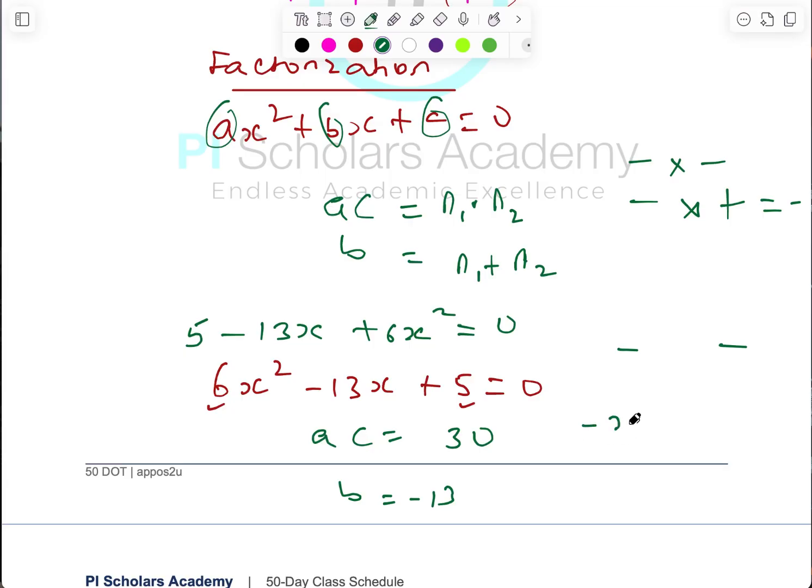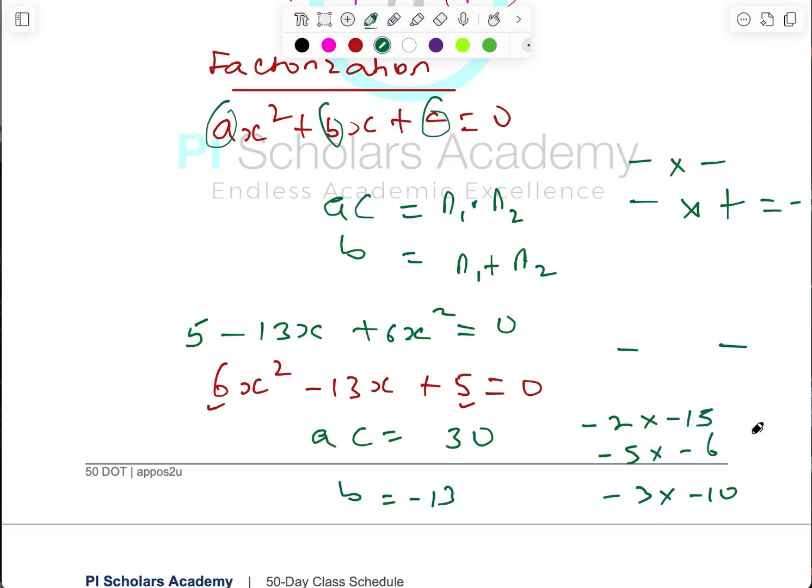For instance, you can try negative 2 times negative 15. You can also try negative 5 times negative 6. What else can go into 30? Negative 4 will not be able to do anything here, so 4 cannot go. So we have negative 2 and negative 15. We can also have negative 3 times negative 10. I think we have every one of them already.